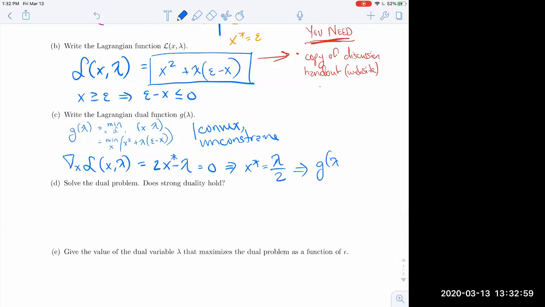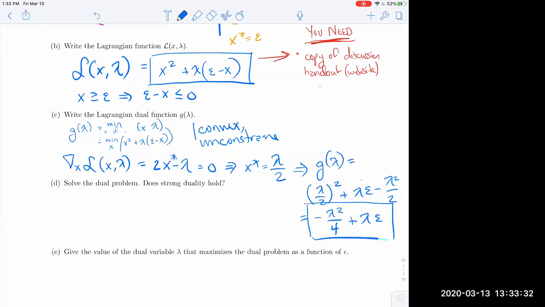g of lambda is equal to lambda over 2 squared plus lambda epsilon plus or minus lambda squared over 2. Okay, and all of that is equal to negative lambda squared over 4 plus lambda e. Okay, all right, so that is our definition for part D.